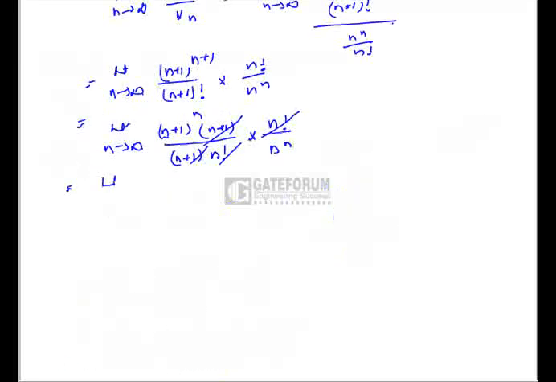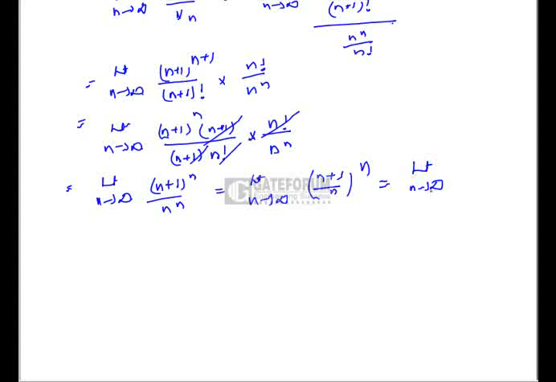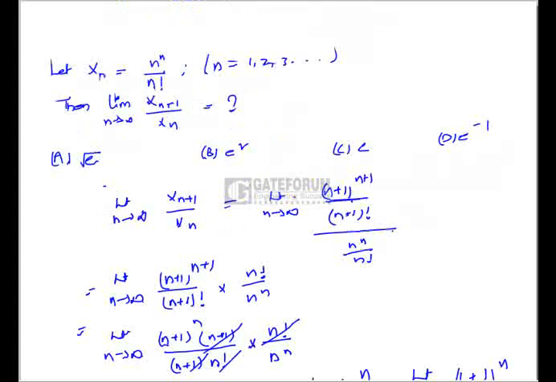So this is nothing but limit n tends to infinity (n plus 1) whole power n divided by n power n. So this is nothing but limit n tends to infinity ((n plus 1) by n) whole power n. If we simplify this, we would be getting limit n tends to infinity (1 plus 1 by n) whole power n. So this is nothing but e. So your correct option is option C.